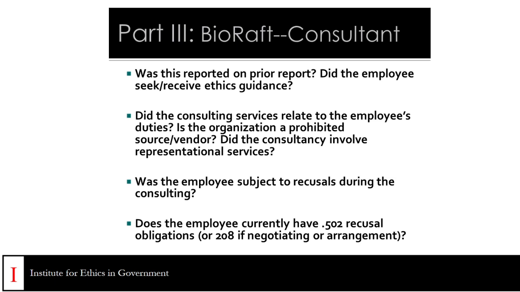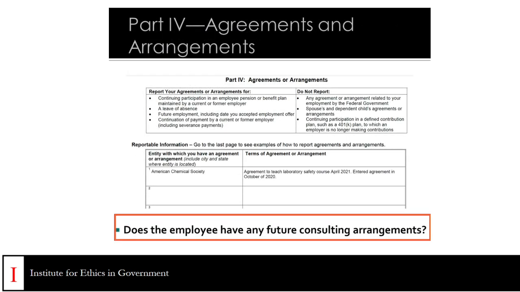So when we look at part 4, if we go to the next slide, we'll see that part 4 is agreements and arrangements. This is where we'd want to see if the employee had a continuing understanding or a continuing arrangement for this consultancy or some other consultancy, and the employee doesn't list anything.